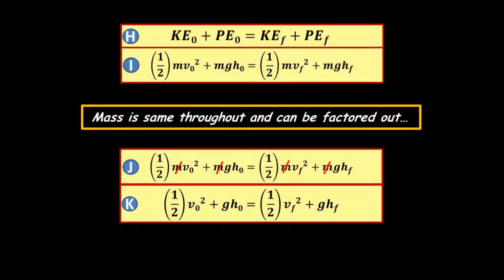So you see that when I asked before, is the mass of the car on the roller coaster relevant? And the answer is absolutely not. And equation J justifies that. Equation K is the resultant equation. 1/2 V naught squared plus G H naught equals 1/2 VF squared plus G HF.